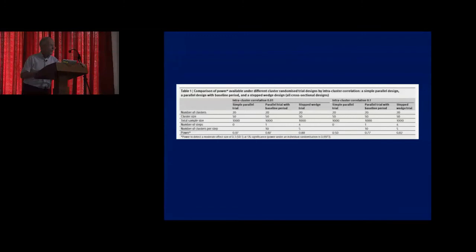And as Jai pointed out, getting data on these values for the intra-class correlation is quite difficult. Quite often it's difficult to know how much of an issue that's going to be.